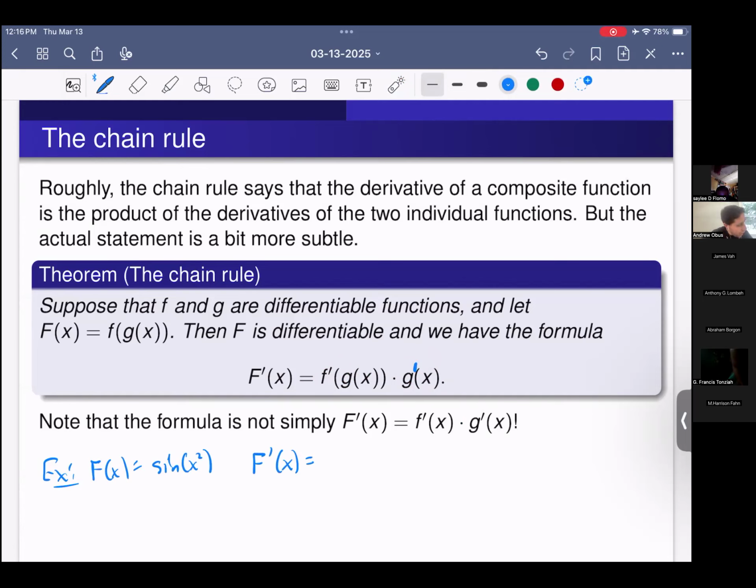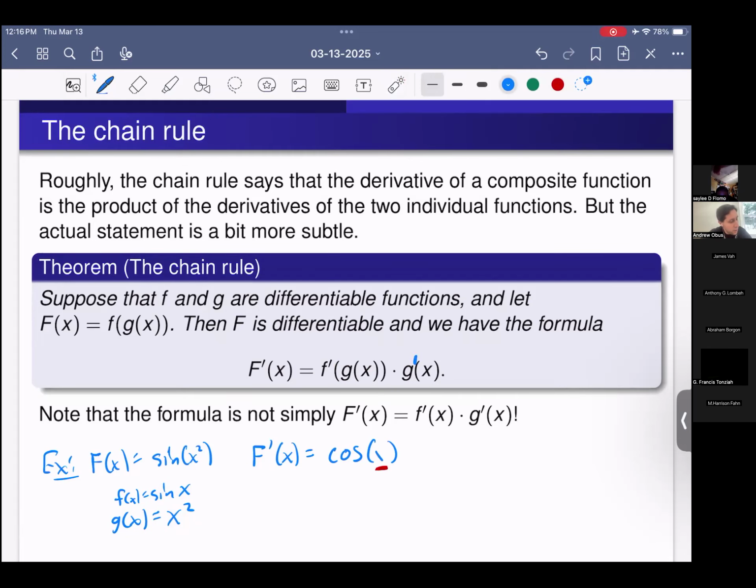Well, in this case, we have that f of x is equal to sine of x, and g of x is equal to x squared. So what we get is f prime of g of x. So f prime is cosine of x, but instead of just x right here, we actually have to plug in g of x, which is x squared. So we get cosine of x squared.